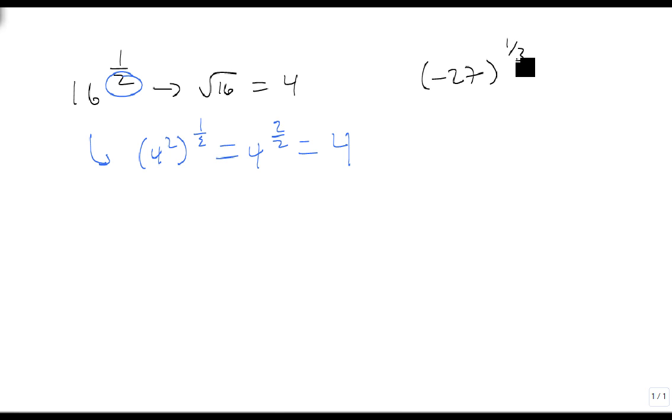Another example, suppose we have negative 27 to the 1/3. Well, negative 27 to the 1/3 is the same as the cube root of negative 27. Well, negative 27 is negative 3 cubed. Since it's odd, we just pop out the negative 3, the whole thing. The negative just follows it through.